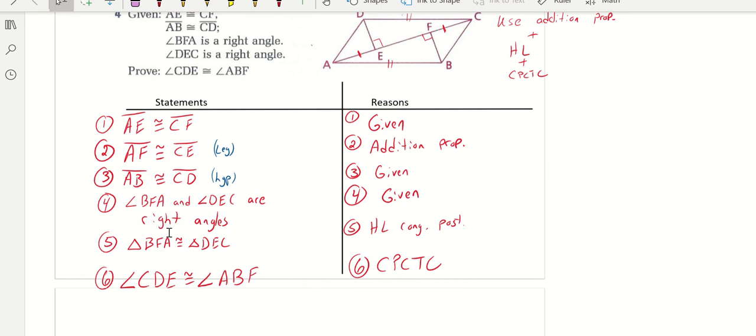Remember, the way we write the angle is the same forward as backwards. In other words, you could have said CDE is congruent to FBA. That would work too. But it worked out nicely in this one. All right, that was example or problem 4.